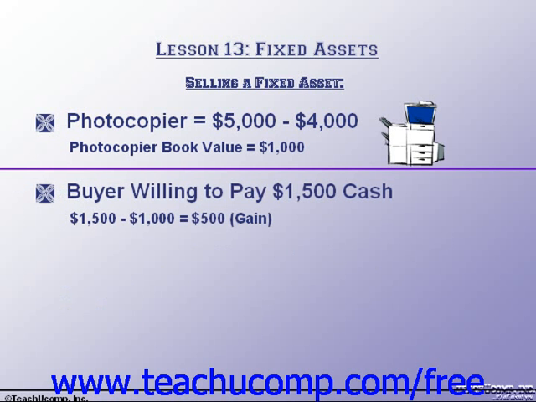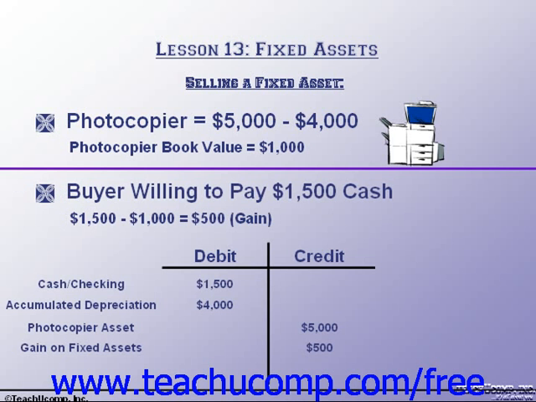In this scenario, you would debit your cash or checking by the $1,500 received. You will then debit the accumulated depreciation account used for the fixed asset by $4,000 to remove the asset's accumulated depreciation. This time you have a total of $5,500 in debits recorded in the journal entry. You then credit the photocopier fixed asset account for $5,000, canceling the original cost of the fixed asset. You then credit the gain on fixed assets account for $500. This shows the income earned from the sale and balances the journal entry.